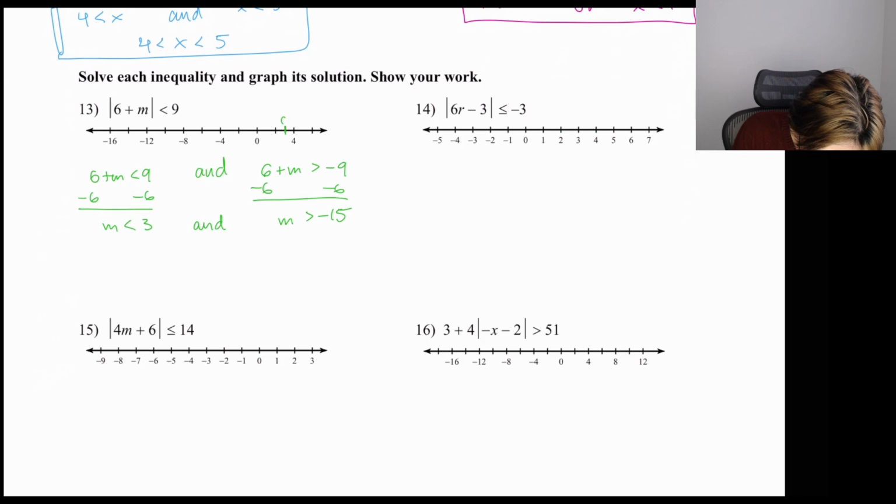So we have 3, which is right here. Less than 3 is this way. And we have negative 15, same ordeal. This is negative 14, because that's halfway between negative 16 and negative 12. So negative 15 is right here. Open circle. Greater than is this way. So they do overlap each other. Where do they overlap? Right here.